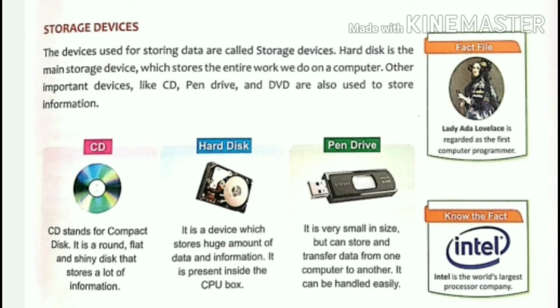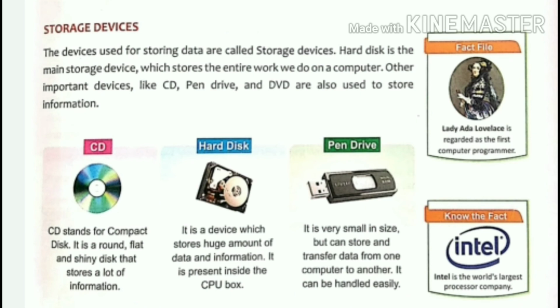What is a storage device now? The third important part of a hardware device. CD, hard disk, pen drive are known as the storage devices. We have other devices also which can be used as storage, like USB flash card and many others. The device used for storing data is called a storage device. So whenever we have some extra data which we need to transfer from one place to another, we can use a pen drive or CD. Hard disk is the main storage device which stores the entire work we do on a computer.